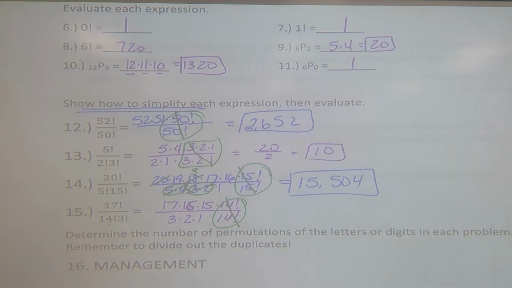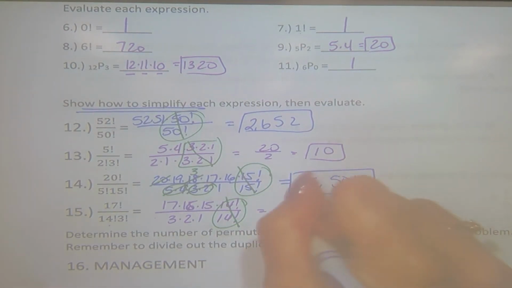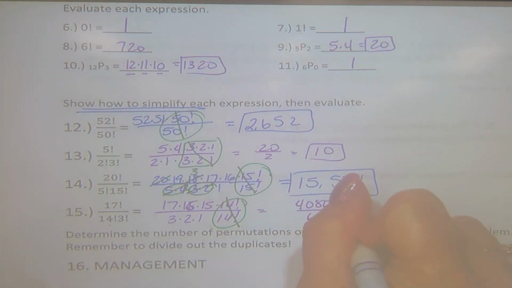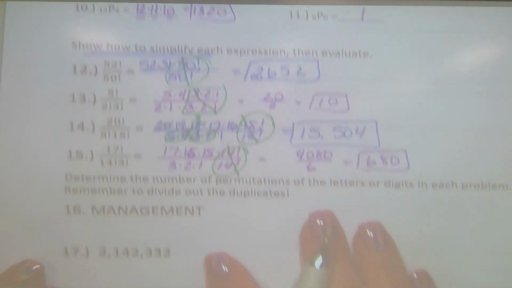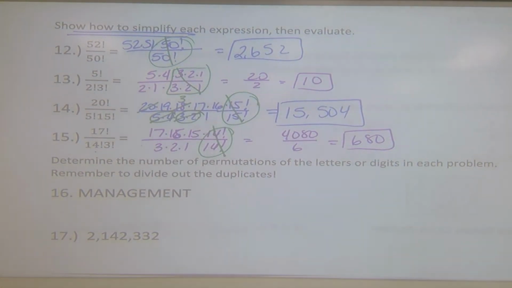Now, if this last one confused you the way we did it, let's look at this one. We've got 17, 16, 15 multiplied together in my numerator. If I do that multiplication, 17 times 16 times 15, my numerator is 4,080. My denominator is 6. 3 times 2 times 1 is 6. So I can do 4,080 divided by 6, and I get 680 as my result. That's absolutely acceptable.